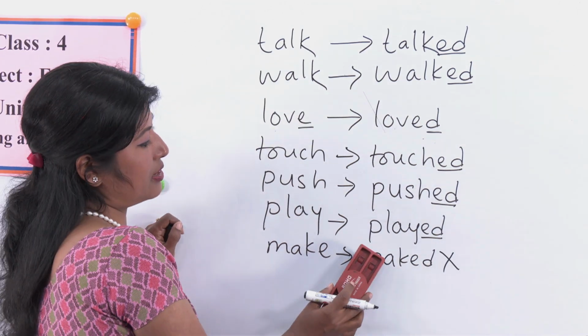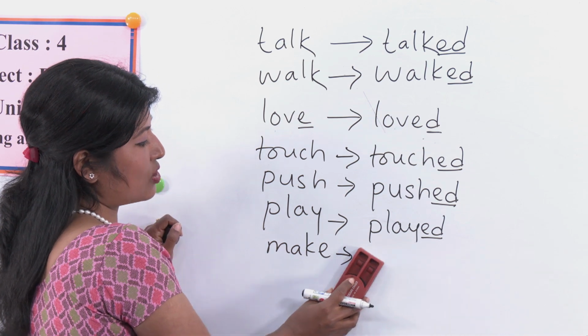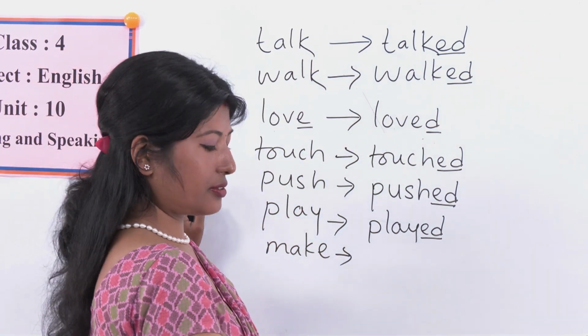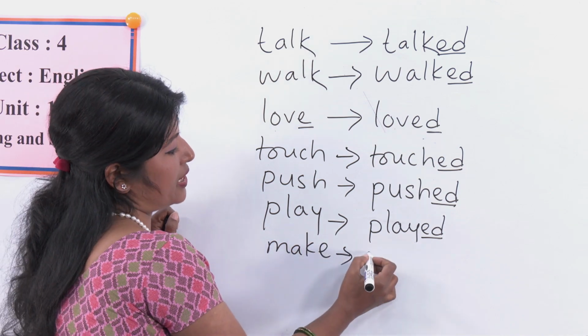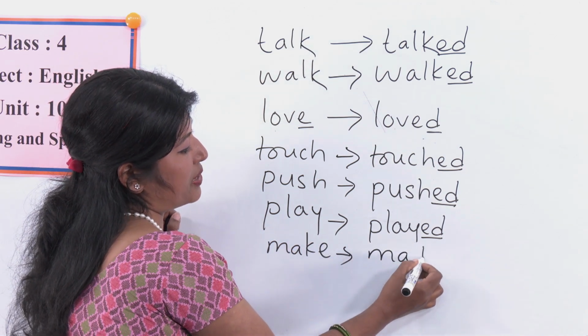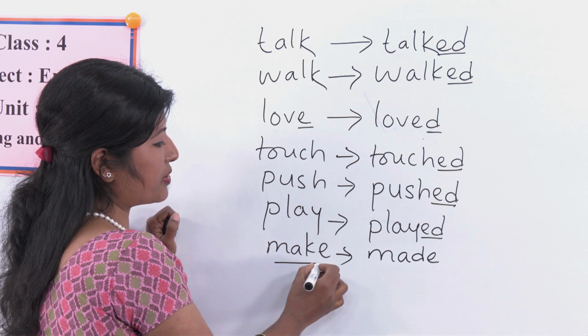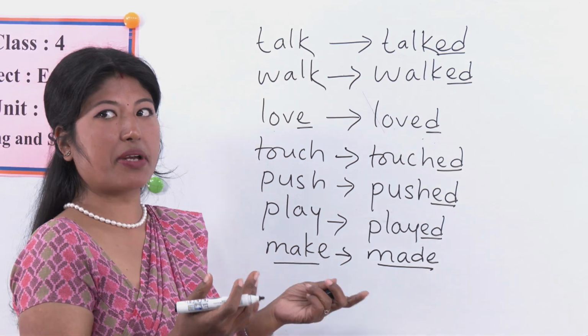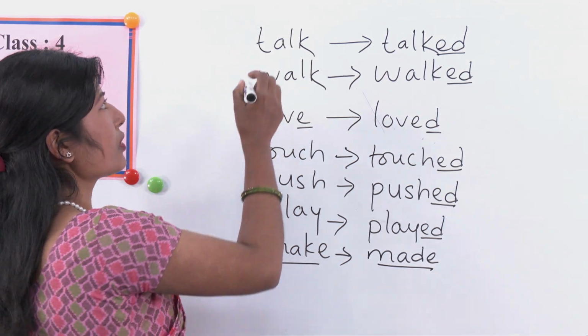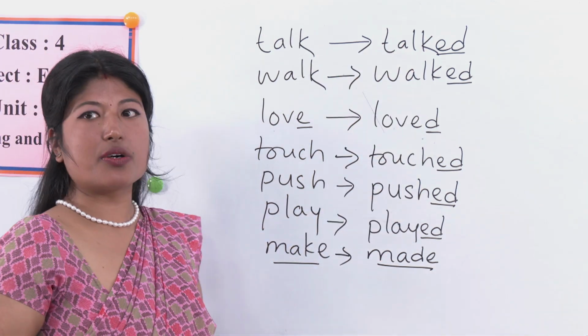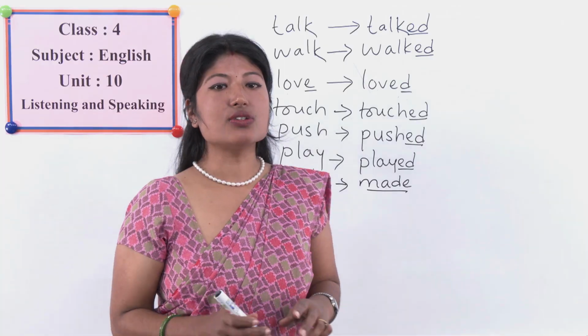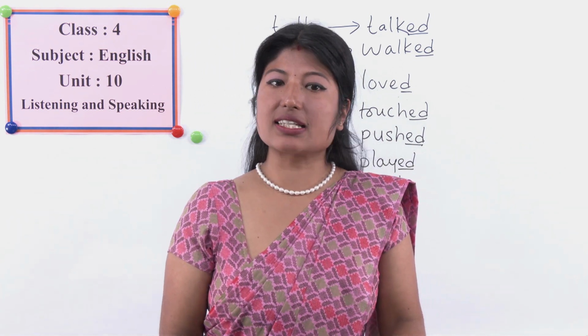It is not the regular one. The whole form is changed in make. Past form of make is made. The whole form is changed. Make, made. So these are all the present form and the past form. We can change these verbs into past tense in this way.